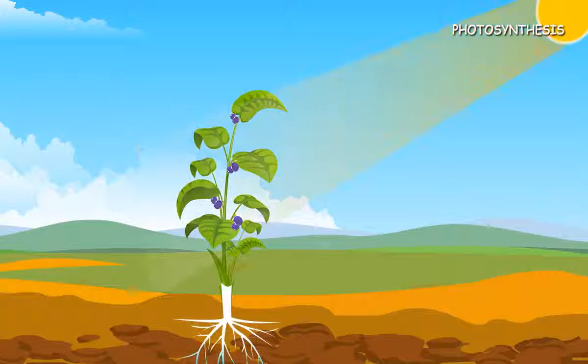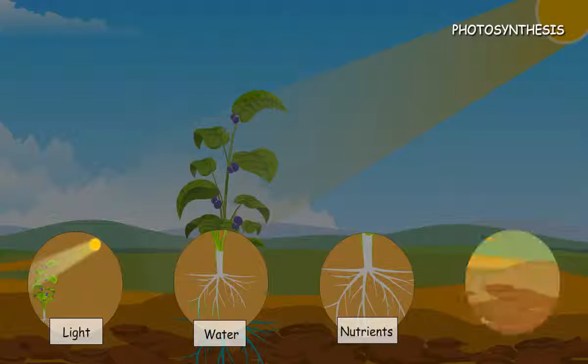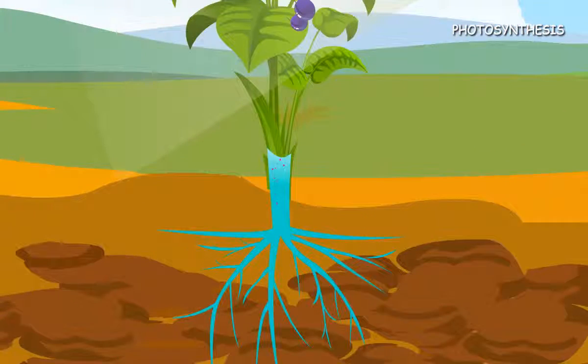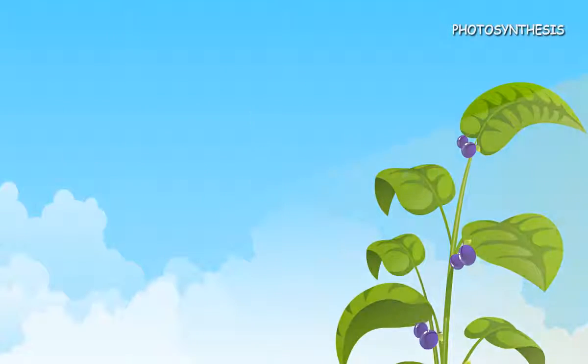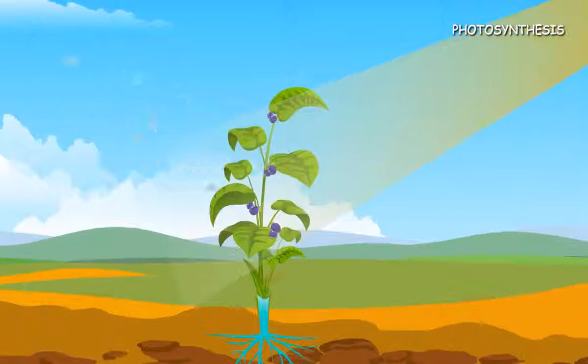To make their food, plants also need some essential factors, including light, water, nutrients, soil, etc. Plants get light from the sun, water from the ground, and carbon dioxide from the air. All of these factors, including air, water, carbon dioxide, and sunlight, together help plants churn out their own food.